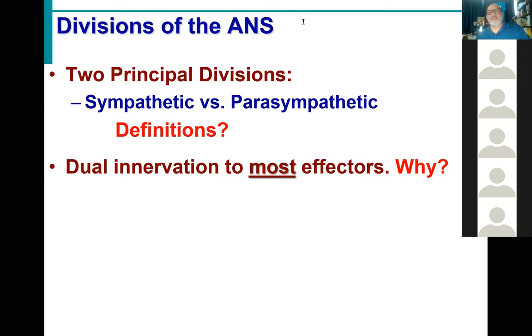If we understand this dual innervation, if we understand why it's important, if we understand this antagonism, then what we have to do is come back to this pesky word most. Because most means not all. So what that means is there are going to be some organs that only get input from one branch of the nervous system. And the good news is most of these are obvious. But there is going to be one that's going to seem a little tricky, and we'll see if we can make sense of it.